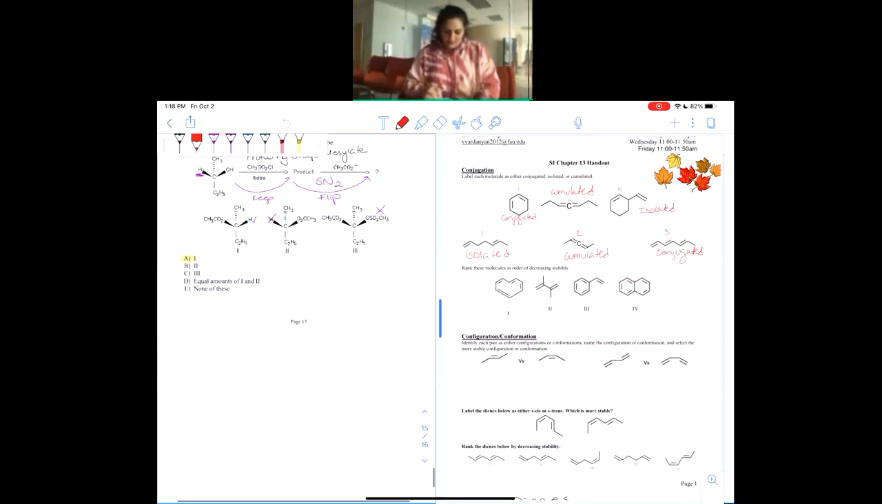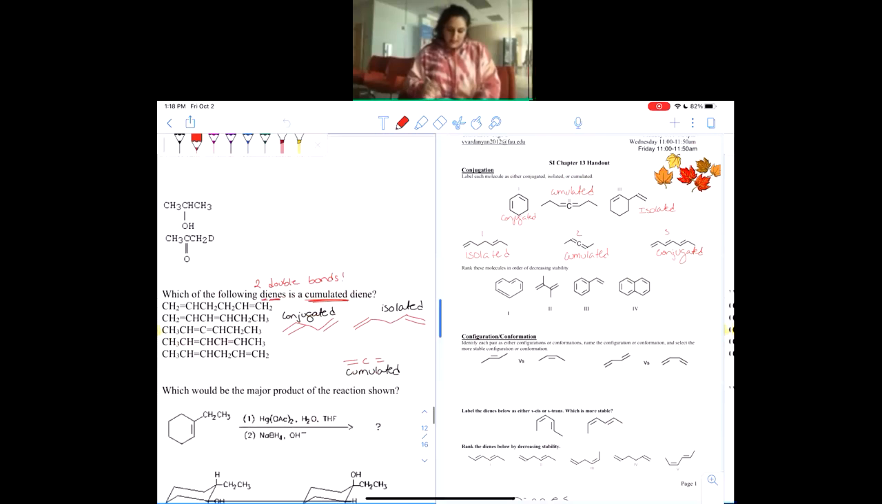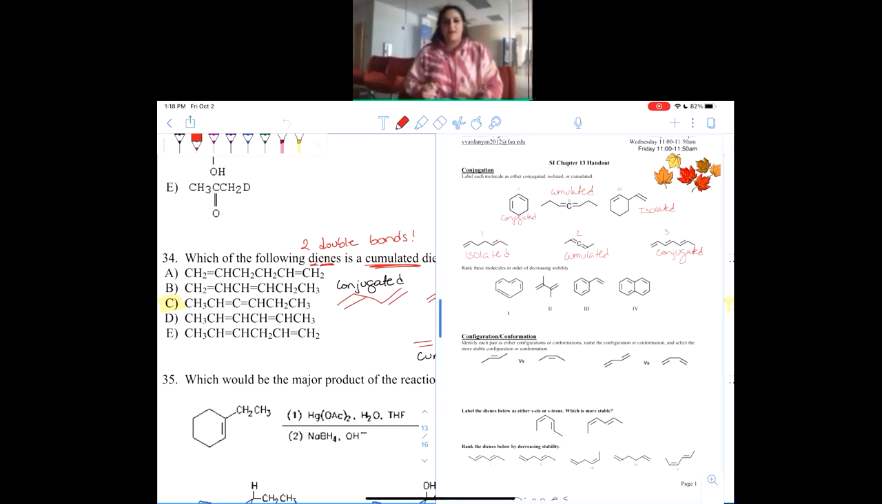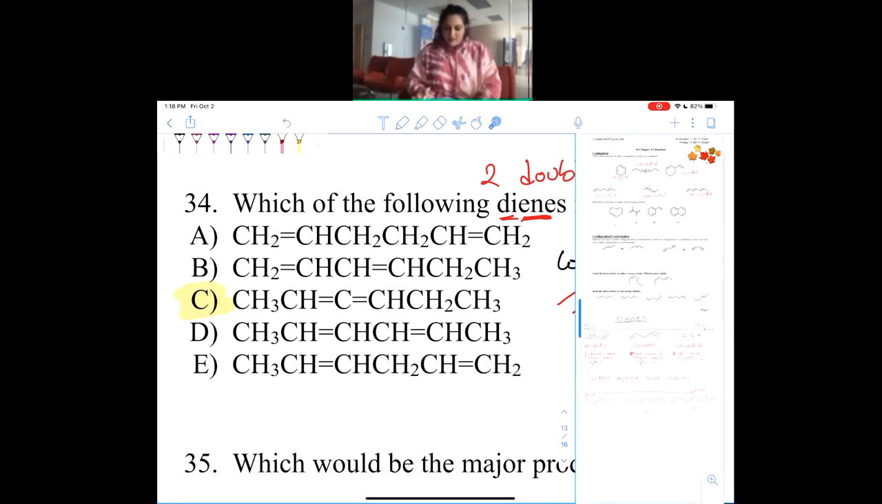okay, let me show you one instead of just talking. It'll be something like this. Which of the following dienes would be cumulated? And then he gives you all these choices, and you just have to find the ones that have two double bonds on the same carbon. But now, just for practice, I'm going to point to one, and you guys have to tell me C for cumulated, CO for conjugated, or I for isolated.